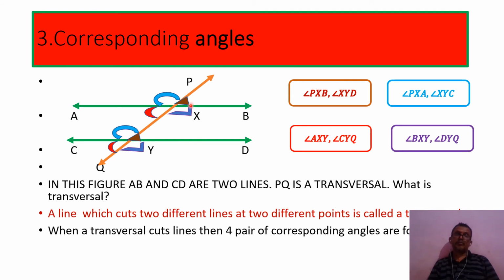How many pairs of vertically opposite angles? This is one pair, this is another pair, two pairs. This is three pairs. This is four pairs. So four pairs of vertically opposite angles are formed. How many adjacent angles? One pair, two pairs, three pairs, four pairs, five pairs, six pairs, seven pairs, eight pairs. So eight pairs of adjacent angles, four pairs of vertically opposite angles, and four pairs of corresponding angles are formed.